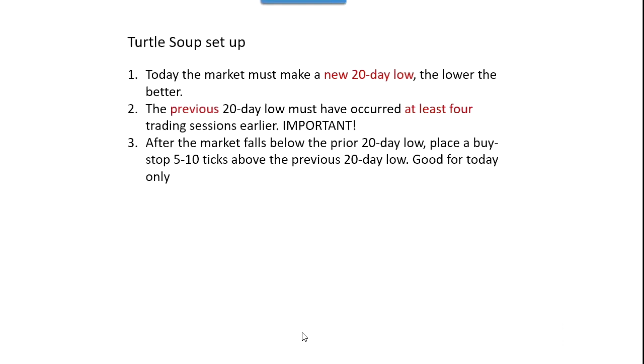When during the day the market drops below that prior 20-day low, we're going to place a buy stop 5 to 10 ticks above the previous 20-day low. That's our entry point, and that's good for the day only.